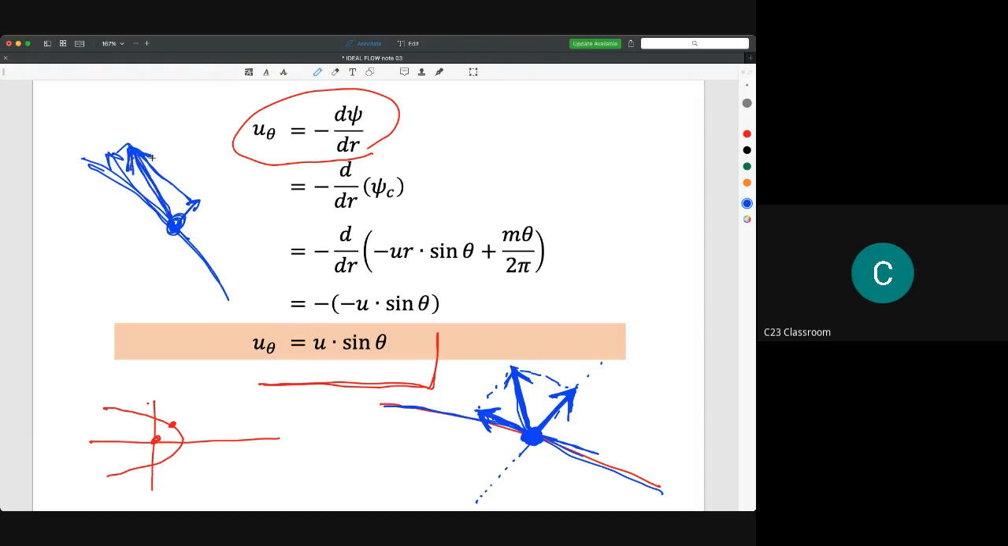So the most important thing here is that you know what the psi combination is, and you know how to get your velocity components from your psi combination, and you can imagine what actually happens: where the UR is, where the U theta is here, and what the resultant velocity is.